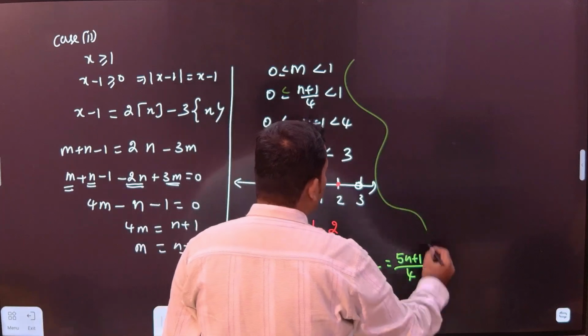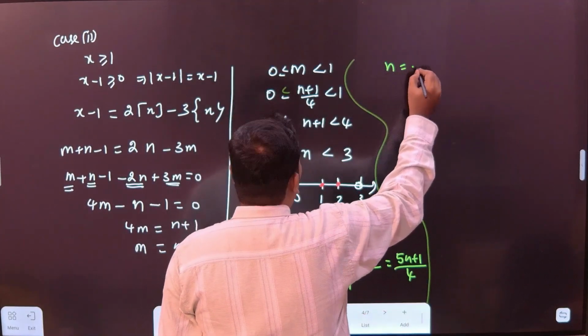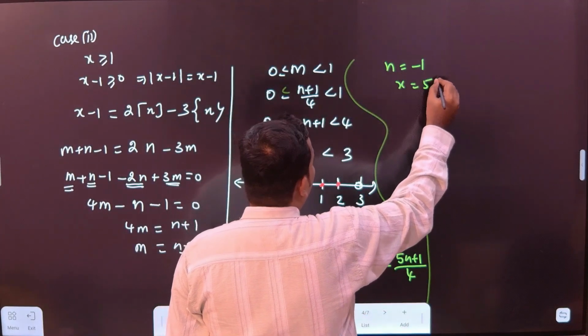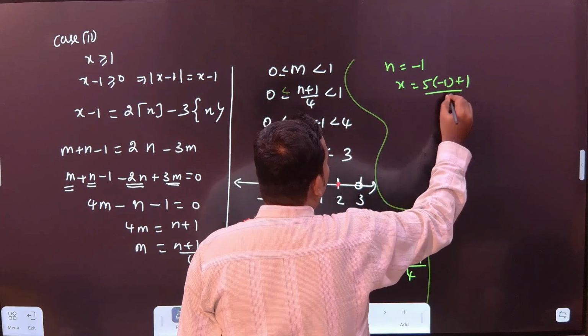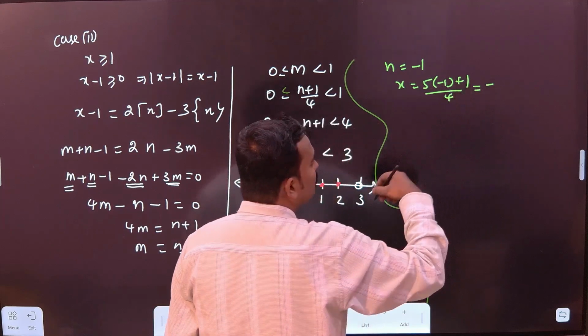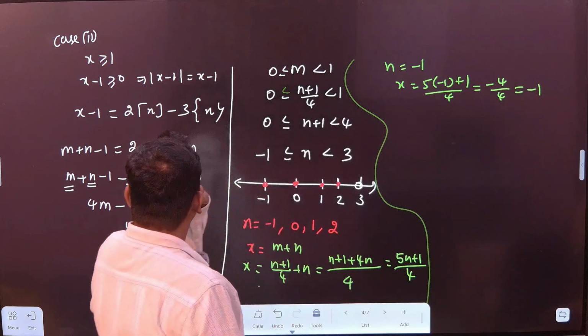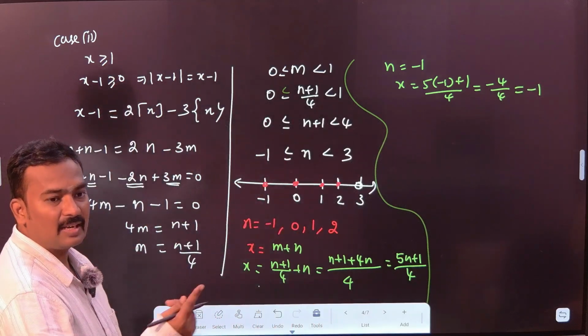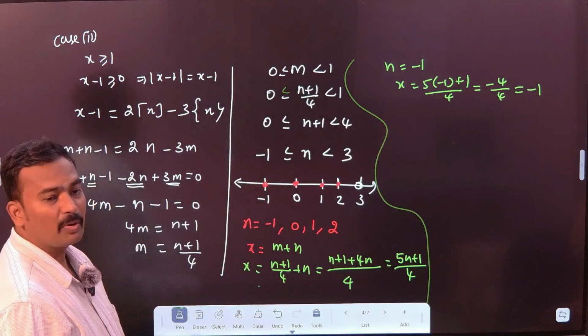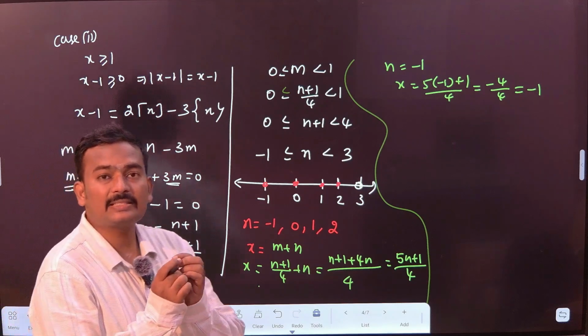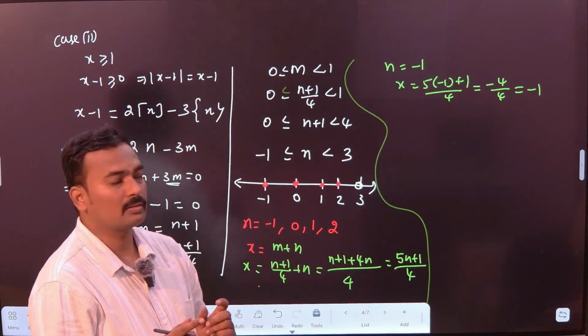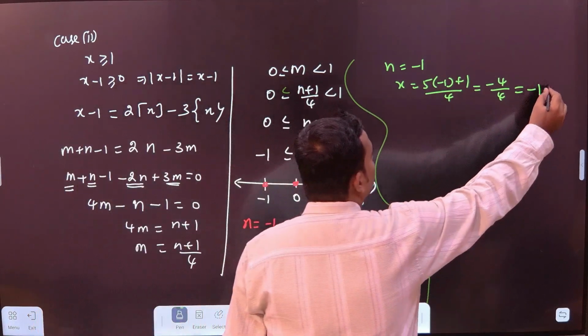Suppose I take n is equal to minus 1. What is the x value? 5 into minus 1 plus 1 by 4. That is minus 5 plus 1, which is minus 4 by 4, it is minus 1. Minus 1 is there, but x must be greater than or equal to 1, no? So minus 1 is not possible because we are checking x greater than or equal to 1. So minus 1 is not possible, right?